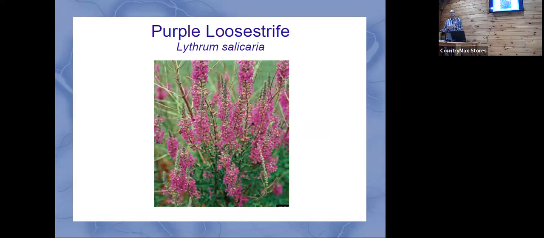So this one gives you an example. It's still banned. You still wouldn't want it in your yard. You want to get rid of it.